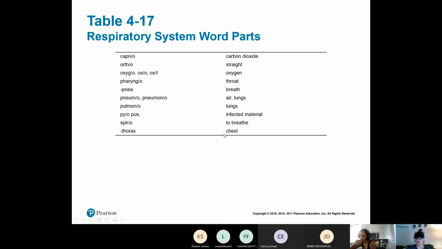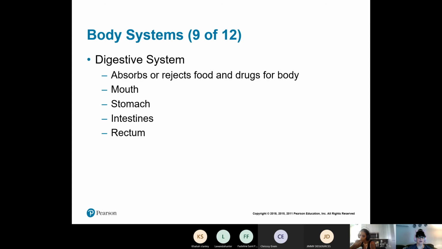Thorax, meaning chest. So we'll get familiar with those. And our digestive system, well, I think we all pretty have a good idea what our digestive system does. But what do you think of when you think of digestive? Most of the time we just think about the stomach, right? But the digestive system is so much more.